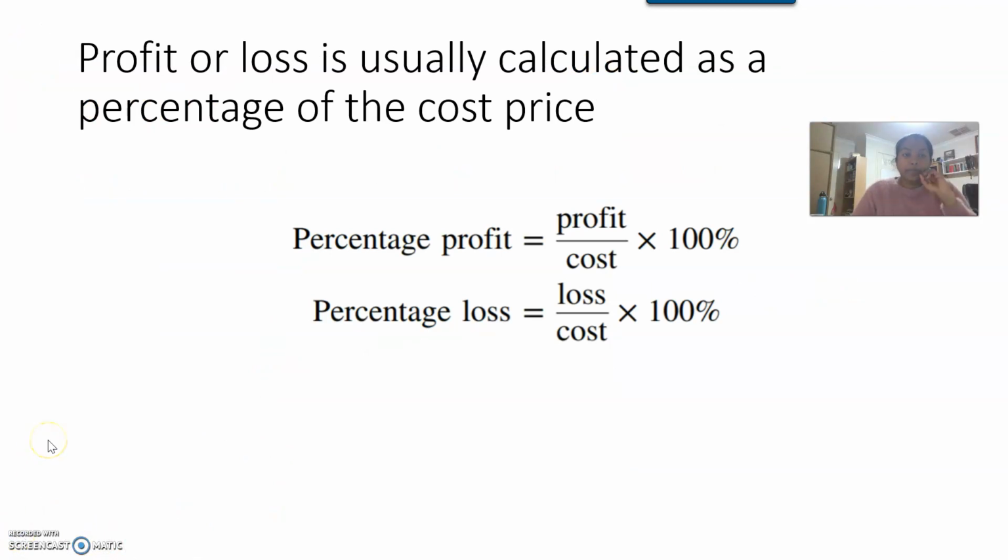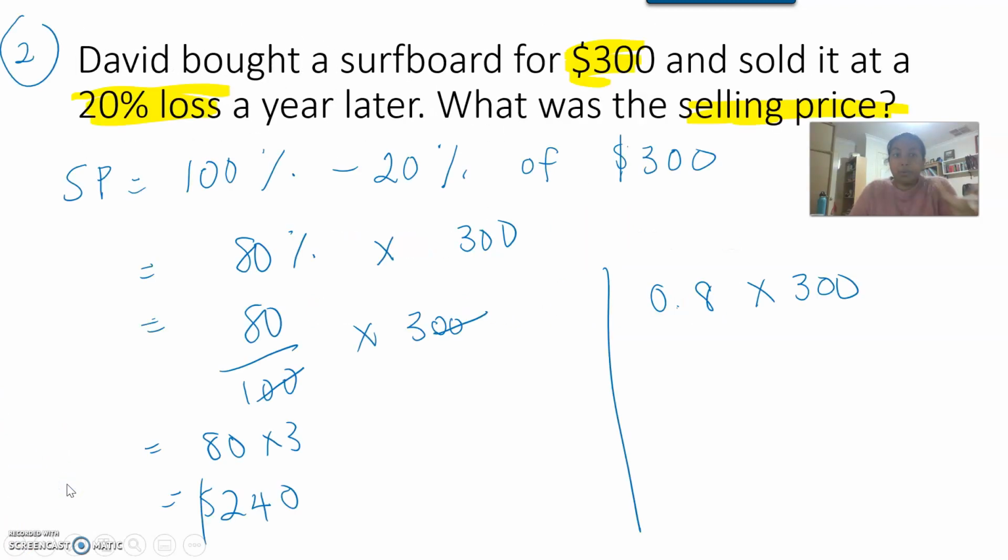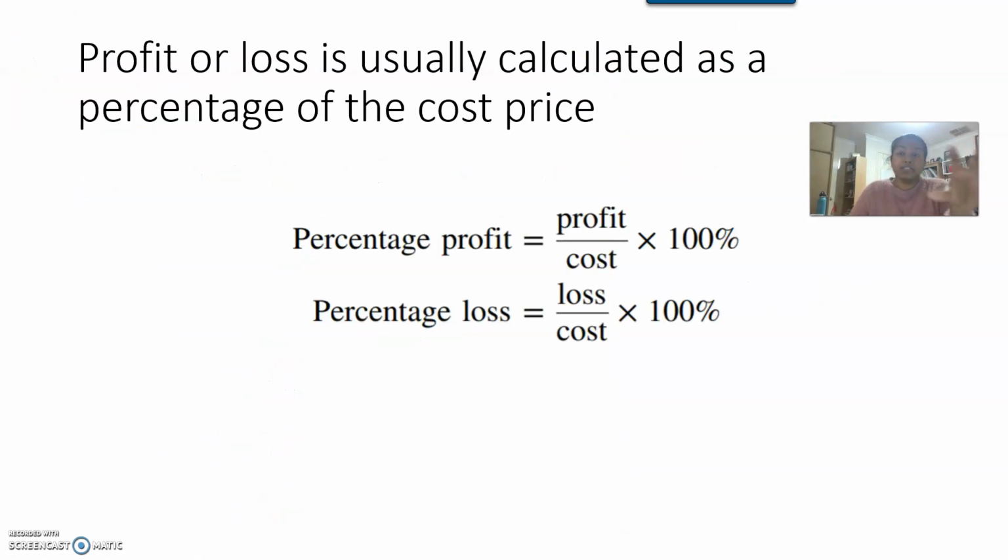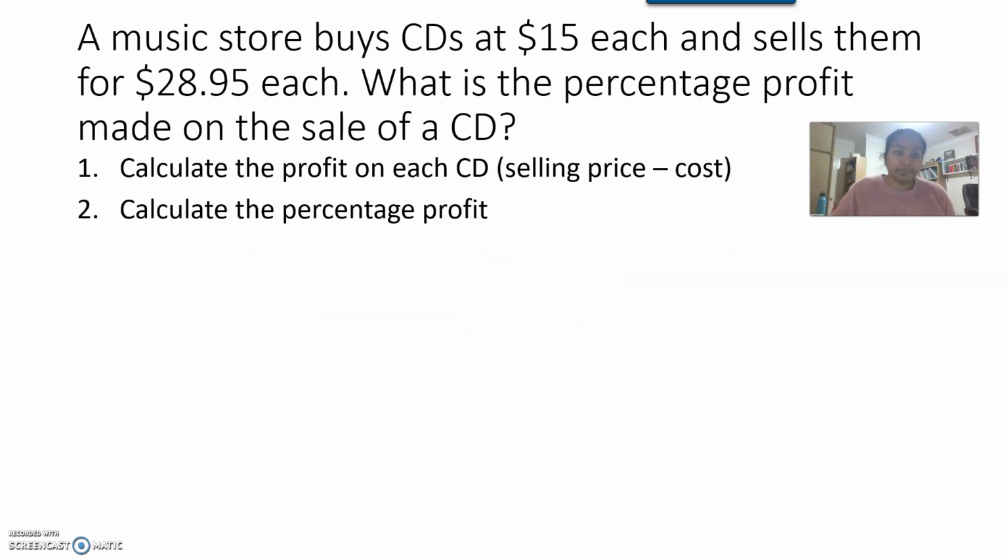Okay, so this part, profit or loss is usually calculated as a percentage of the cost price. So if we go back to these questions, see how we got 20% loss, 65% profit. So how did I actually work out the percentage? So now we're going to do the other way. These are some important formulas you need to know. To work out the percentage profit, you do profit over cost multiplied by 100. Percentage loss will be loss over cost times by 100. So obviously you see cost is always going to be the denominator, and the numerator is going to change accordingly depending on what you're going to work out.